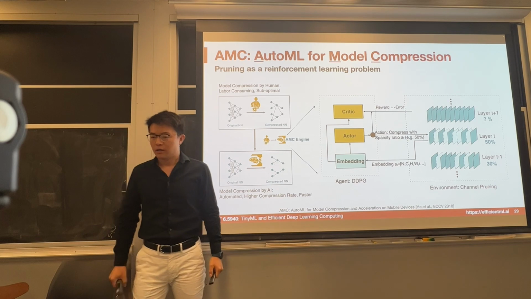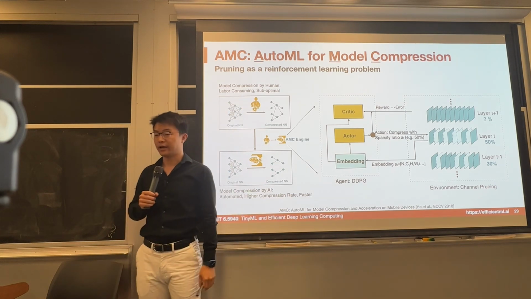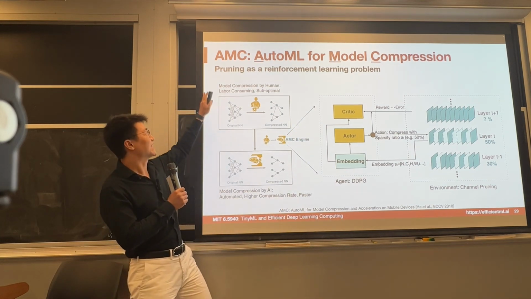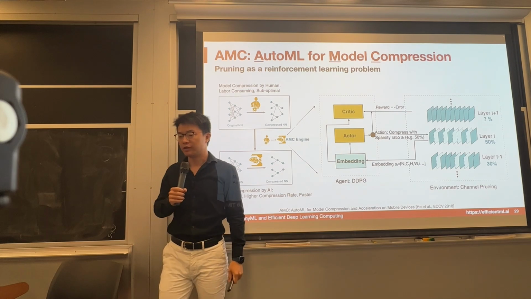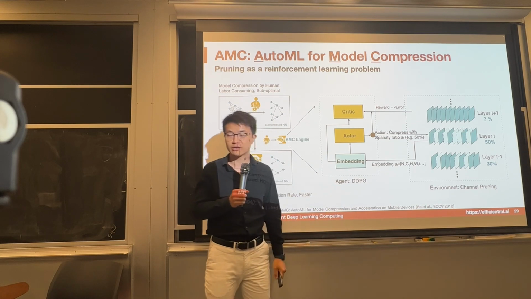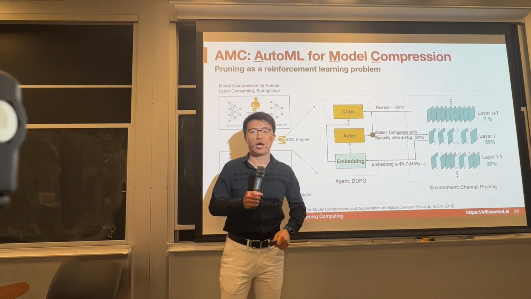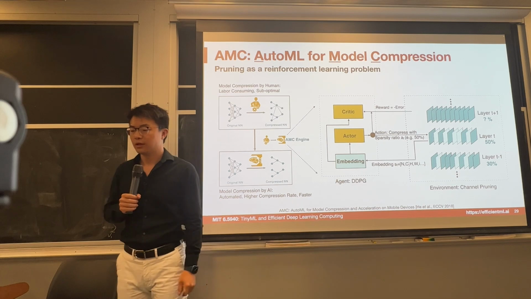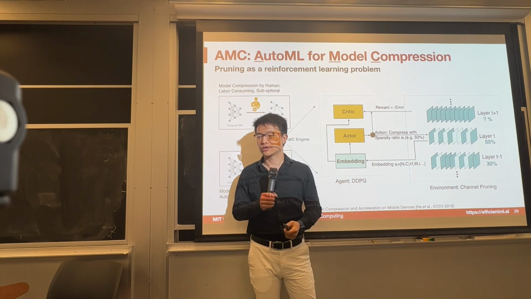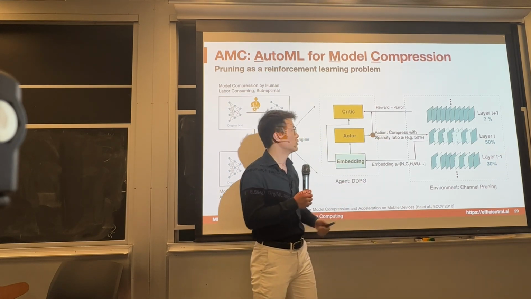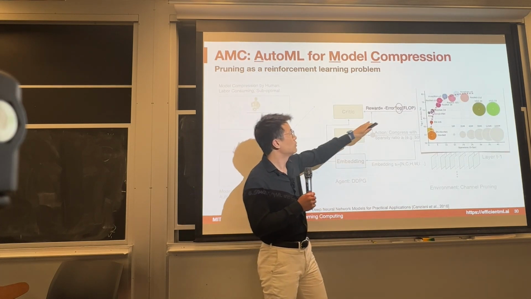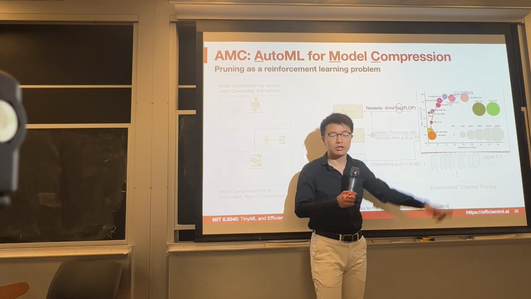Okay? So this is the solution we designed at that time called AMC, AutoML for model compression, where we cast this pruning as a reinforcement learning problem, where we are using the actor-critic model. So we have a critic to give you the reward function. Of course, the lower the error, the better. That's why we have this minus sign before that. And then we also multiply that with the log of the flops.